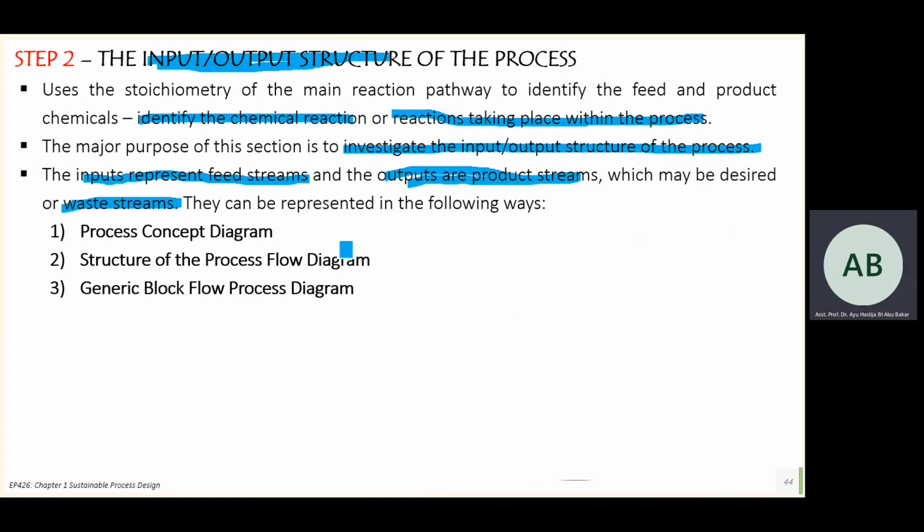They can be represented in these three methods: the process concept diagram, structure of the PFD, and BFD. Usually, you will start with the BFD first before we go to the process. Okay, BFD. We just draw the box, then reactor, reaction occur, product go to separator. Just use box first before you identify the detailed unit of.